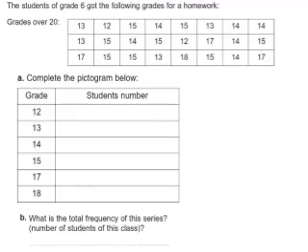Let us start with the first exercise. The students of grade 6 got the following grades for a homework. Suppose that there is a homework and it's graded, and the grades are over 20. Most of them took 13, 12, 15, 17. So we made a study of all the students in this class, and we gathered the grades as you see in the first box. So let us try to organize them in this pictogram.